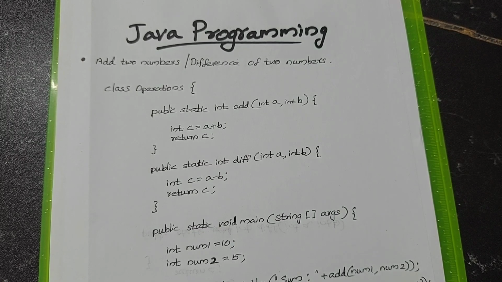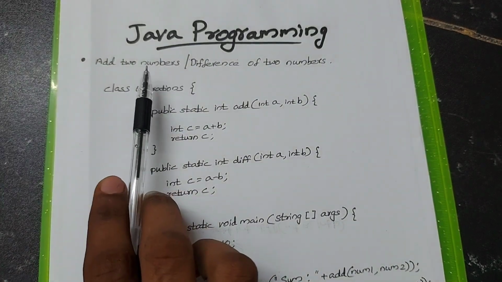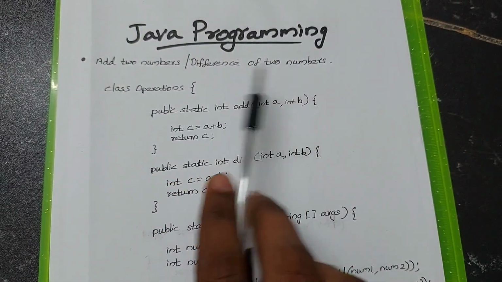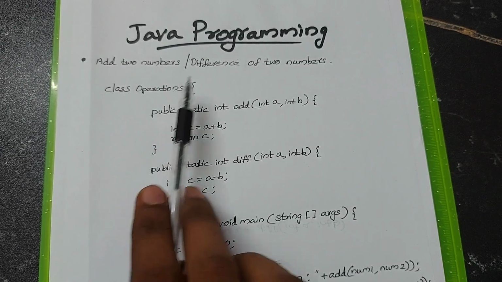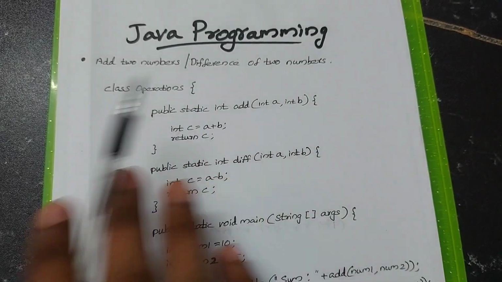Hi all, we can start with some simple Java programs. Here I am going to explain a program to add two numbers and find the difference of two numbers. Okay, the class name is operations. Within the brackets we have to write all the logic.